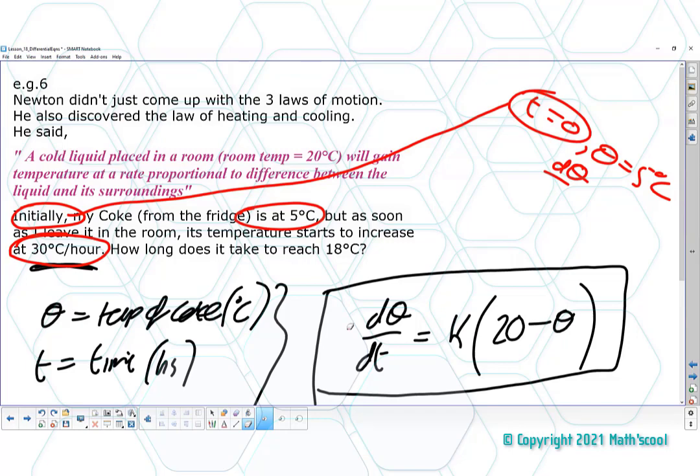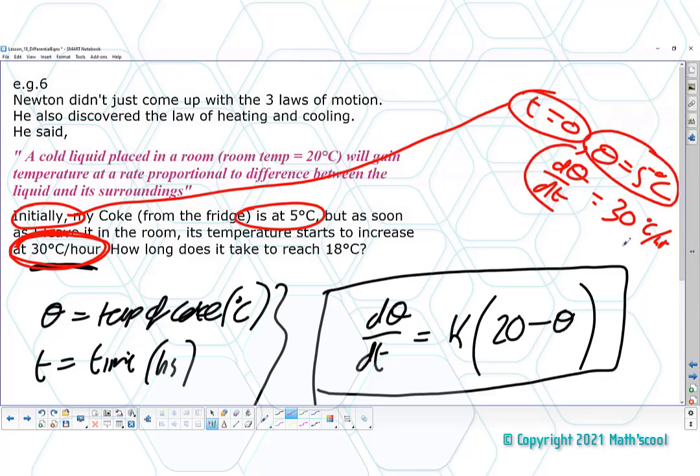Its temperature is increasing at a rate of 30 degrees C per hour. d theta by dt is 30 degrees C per hour. So this is the information that they're giving us to put into this equation.